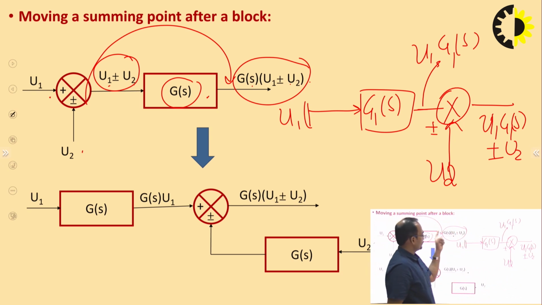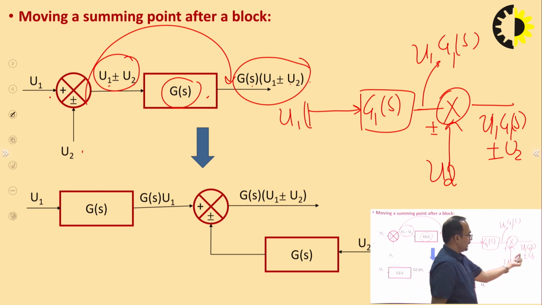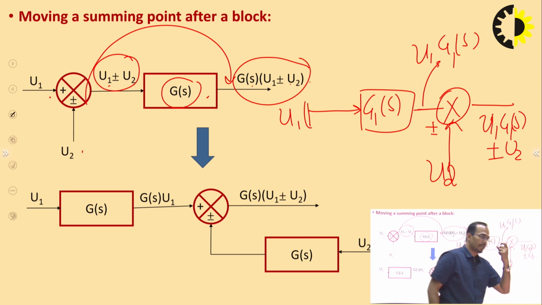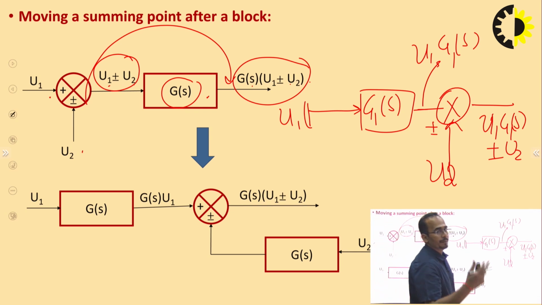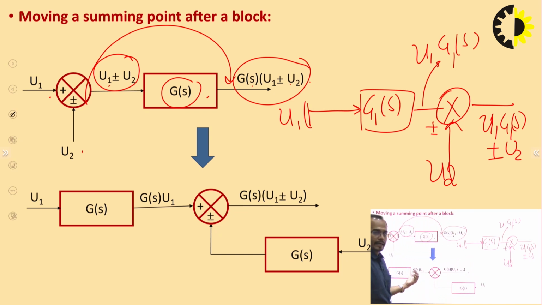But the desired output is g1(s) u1 plus minus g1(s) u2. So one more g1(s) is required, multiplication of g1(s) is required in the u2 term. So what will I do? I will multiply this input u2 with the gain of the block after which we are shifting the summing point. Here I am getting g1(s) u1, and the desired output is G(s) u1 plus minus G(s) u2.